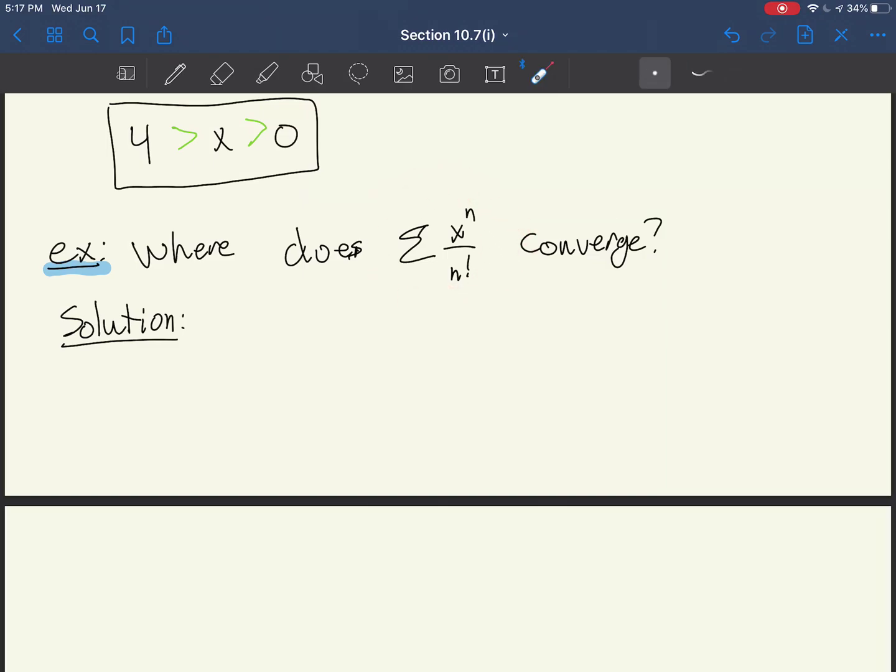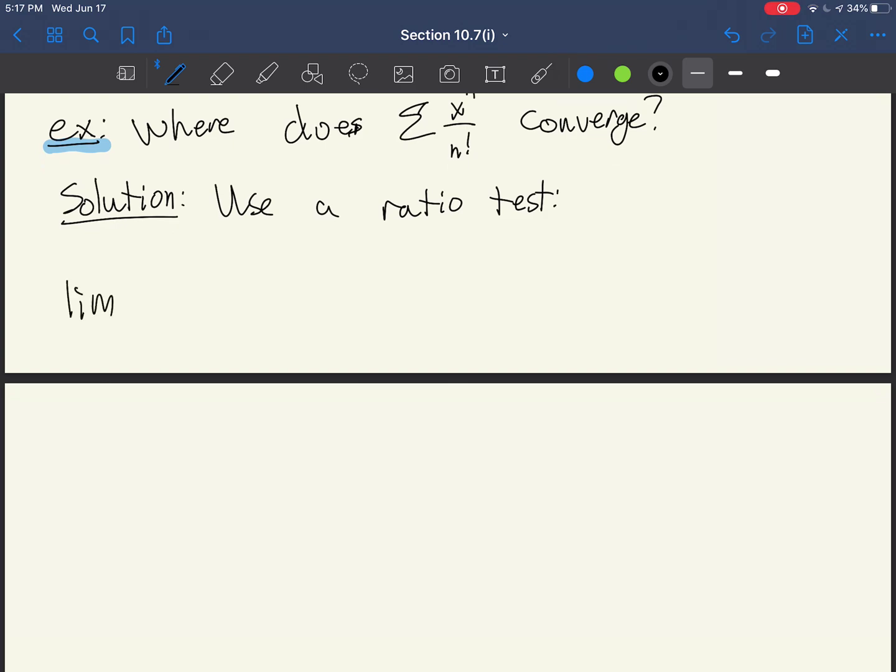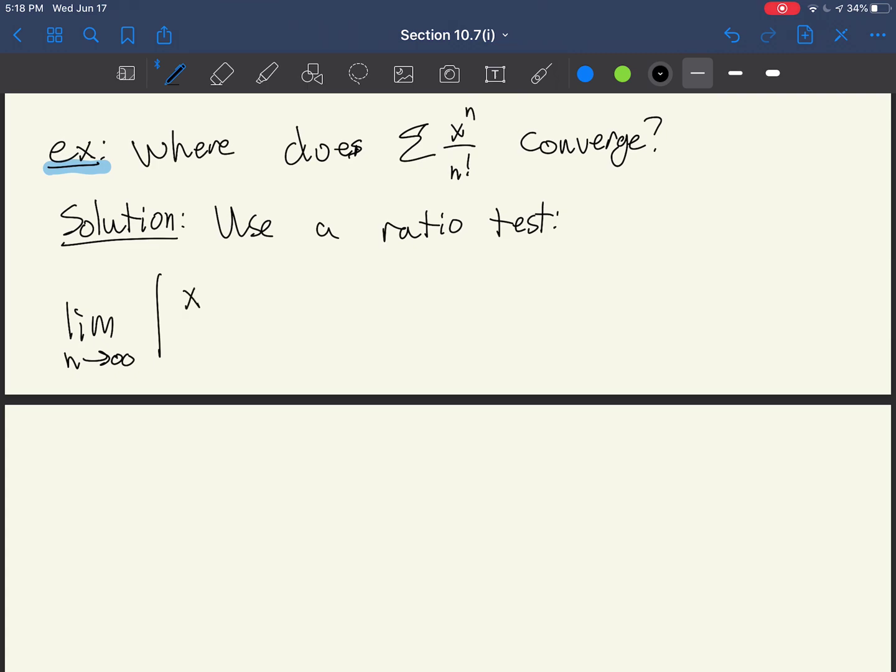So we're going to want to perform some tests to determine when this series converges. This is not geometric or a p-series, so we're not going to use those. We have this n factorial in the bottom. Whenever you see a factorial, you should think ratio test. So we're going to use a ratio test. We have the limit as n goes to infinity of the absolute value of the (n+1)th term, x^(n+1) over (n+1) factorial, multiplied by the reciprocal of the nth term, n factorial over x^n.